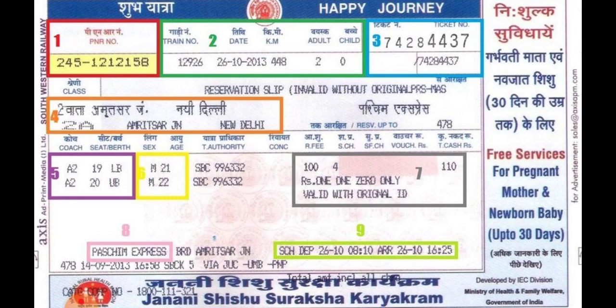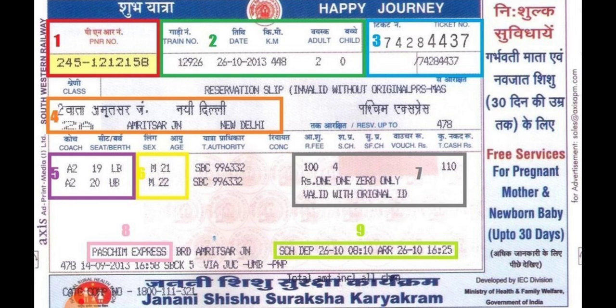Let us start, children. On the screen you can see an image of a train ticket, a sample copy of a train ticket where many of the places are colored. Let us deal with them one by one. Let us start with column number 1, written in red color and highlighted with yellow color.